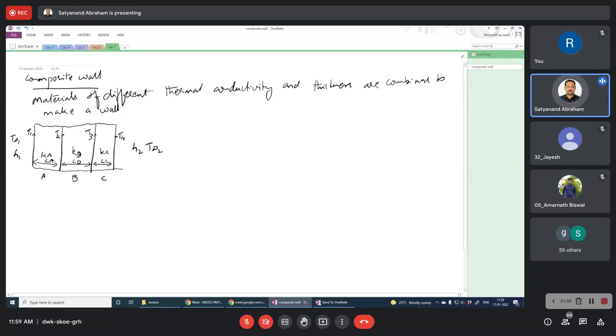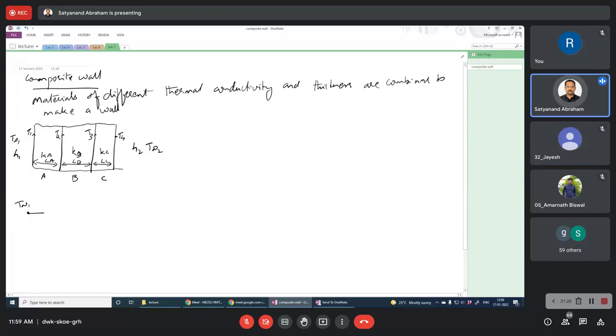So what we can go for is the thermal resistance analogy. Can anyone say how many thermal resistances there should be here? Five, sir. Yeah, very good. So which are all the five? We can write three conductive and two convective. Yeah, very good.